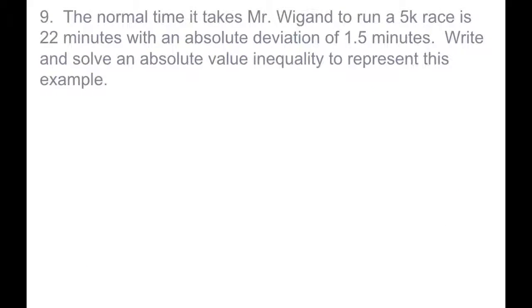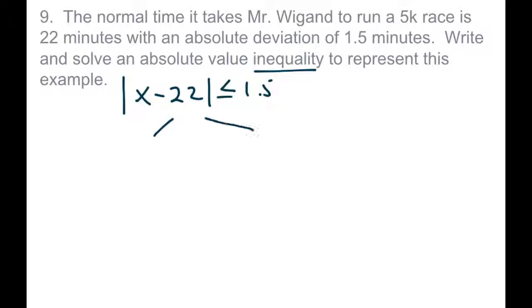Alright, last one. The normal time it takes Mr. Regan to run a 5K race is 22 minutes with an absolute deviation of 1.5 minutes. Write and solve an absolute value inequality to represent this example. So once again, x minus the given value, which is the 22 minutes. This time it's an absolute value inequality, and these are going to be less than or equal to, and this would be the 1.5 minutes. Okay, so when it's an equation, equal sign, inequality, it's going to be less than or equal to. Break this up into two parts.